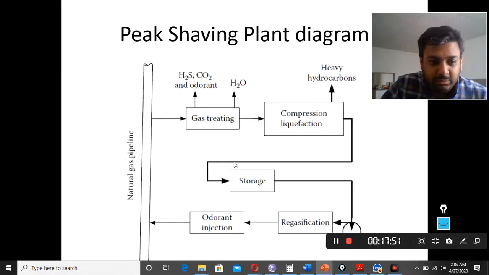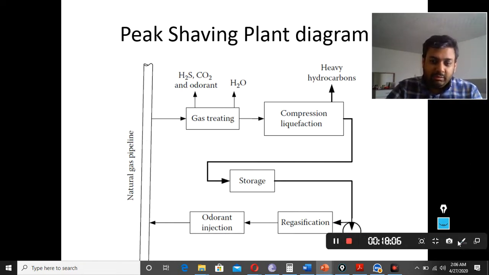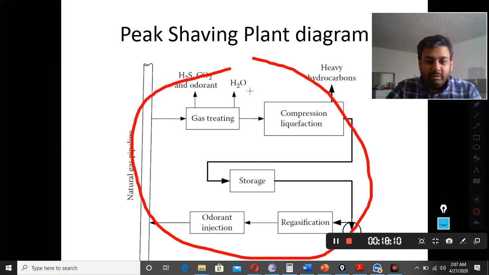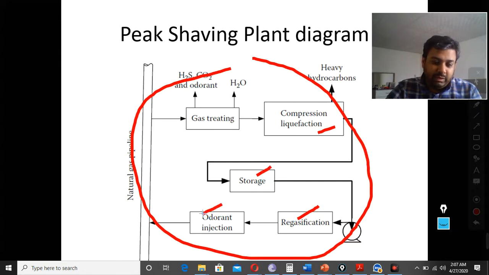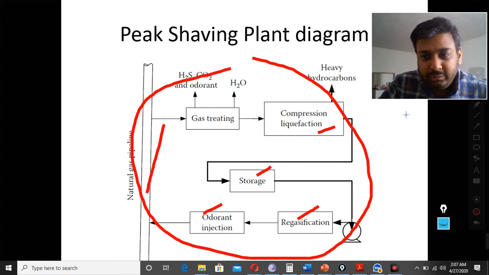So this is the peak shaving plant. As I said, it has all the options. It treats the gas, it compresses and liquefies it, then it is stored, then it is regasified, odorized, and sent to the gas pipeline, sent to the other parts of the country. So it is a complete cycle. We have liquefaction, we have regasification, we have storages, we add some mercaptan and we send it into the pipeline. That's what the peak shaving plant is.